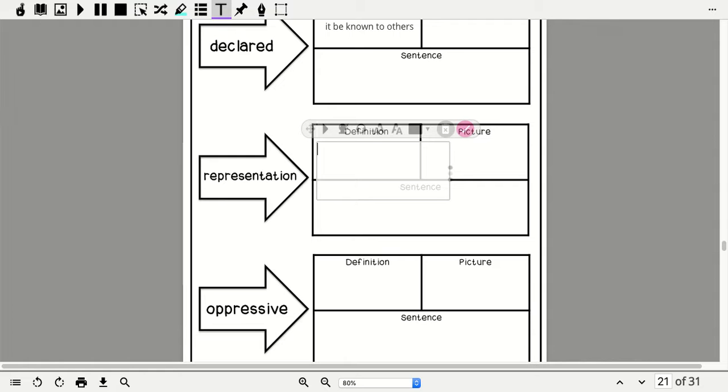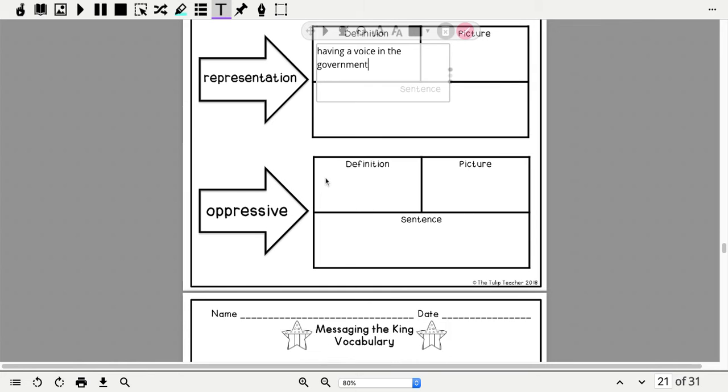Okay, so when I'm thinking of representation, I'm going to go to dictionary.com and I'm going to type in representation. Okay, so they give you all different kinds of things. So representation means having a voice, okay, in the government. So draw me a picture of someone having their voice in the government and write me a sentence about that. You guys are going to be great at this.